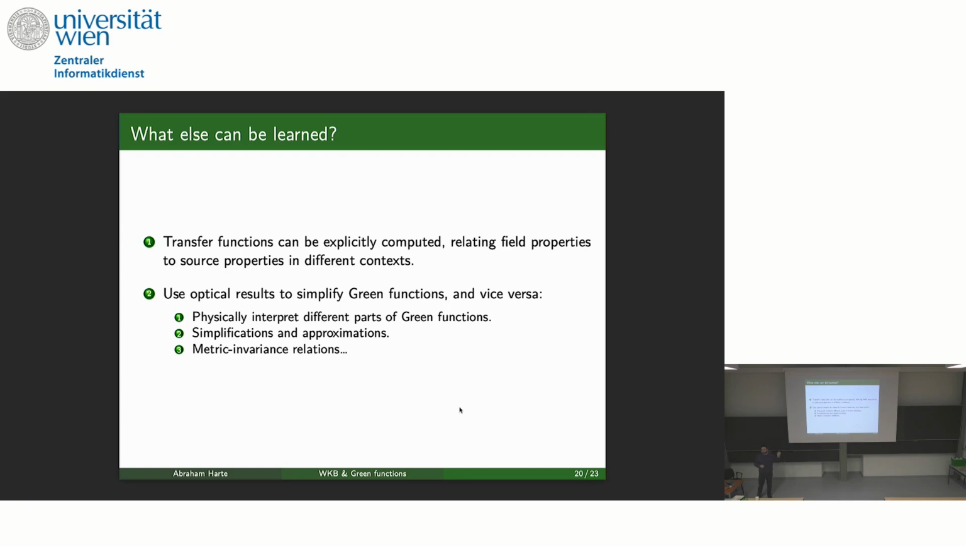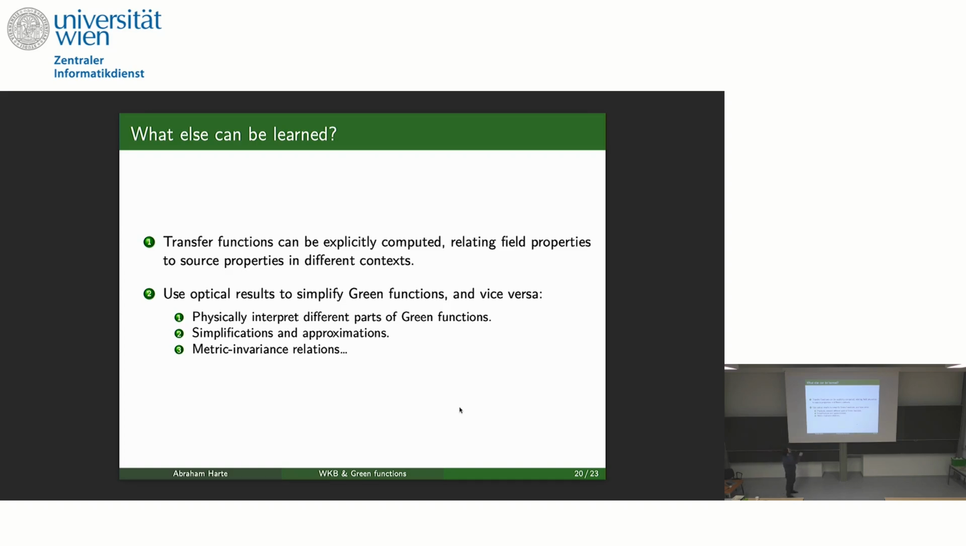This is giving you a little bit of perspective into where WKB comes from, but you also learn other things here. By combining this Green's function approach and this WKB approach, you actually can understand new things. One thing you can learn is you can compute these transfer functions explicitly. I gave you one in a very simple case, but you get much more interesting things happening when you look at, let's say, how the quadrupole moment of a source relates to the curvature perturbation of the gravitational waves. You get something very much non-trivial there.